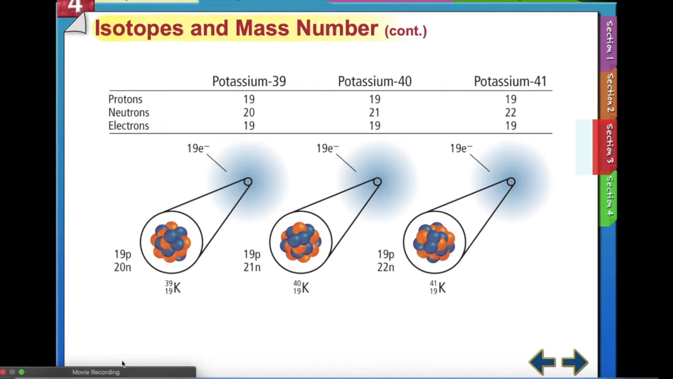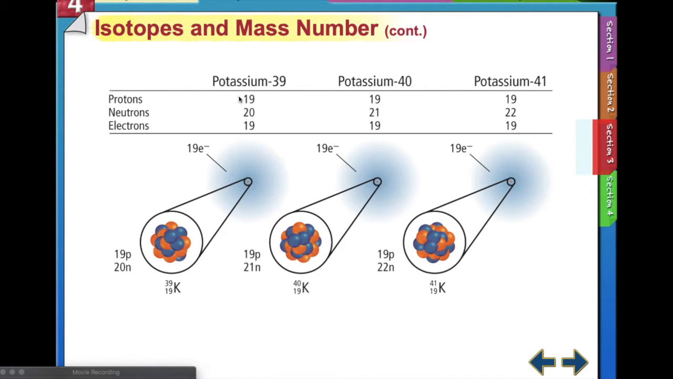Whatever. So, for example, we've got potassium, and we've got 3 different isotopes of potassium. So we've got potassium 39, potassium 40, and potassium 41. So these are the atomic number for each specific isotope. So here's a pictorial representation of each potassium.